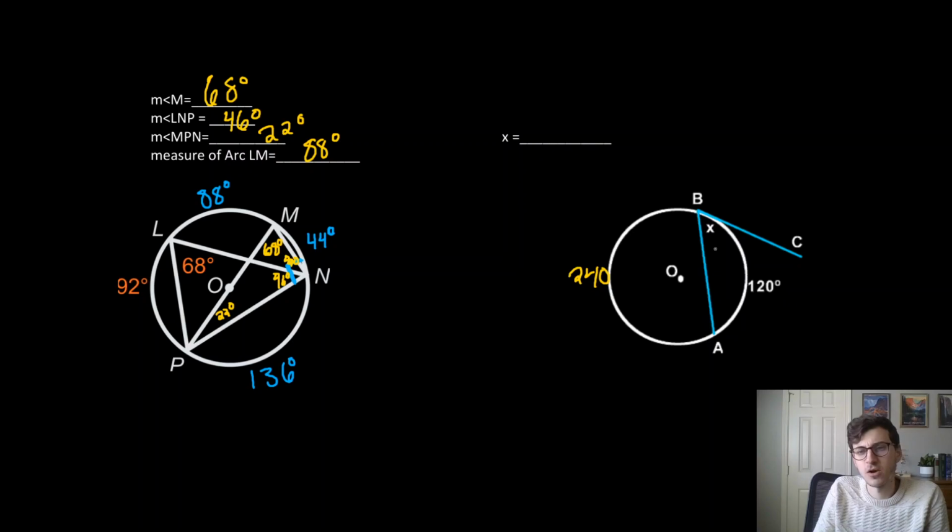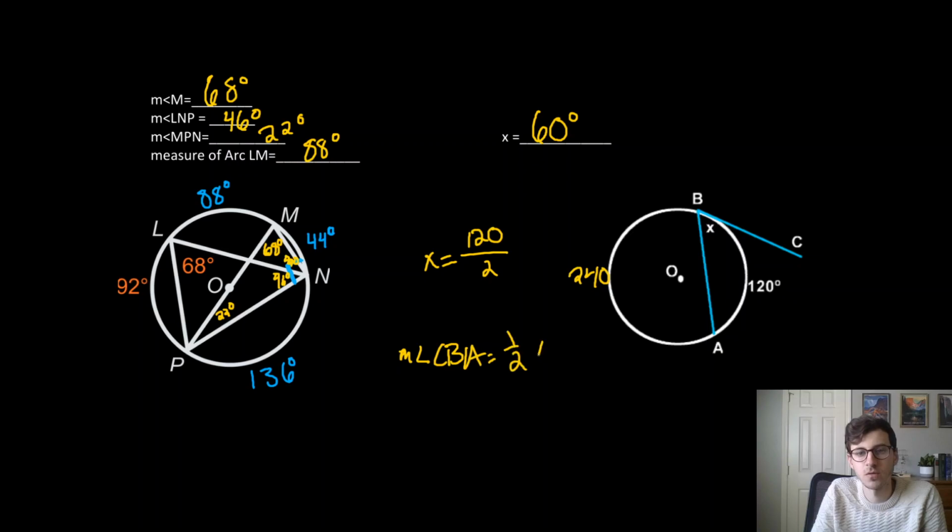And, well, that actually doesn't matter because I know that for a tangent and a chord, this angle is half the angle of the intercepted arc. It's like an inscribed angle, right? So it's half the angle of the intercepted arc, that's 120, so that means X would be 60 degrees. X equals 120 divided by 2. So there you have it. Because the measure of angle CBA is equal to 1/2 arc AB.